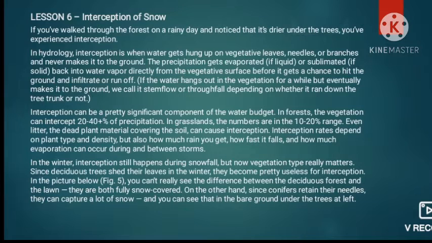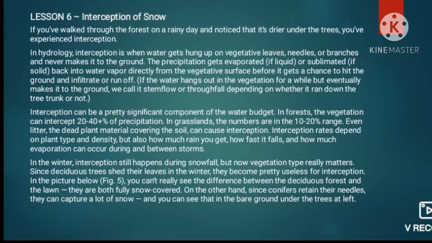The precipitation gets evaporated if liquid, or sublimated if solid, back into water vapor directly from the vegetative surface before it has a chance to hit the ground and infiltrate or run off. If the water hangs out in the vegetation for a while but eventually makes it to the ground, we call it stemflow or throughfall, depending on whether it ran down the tree trunk or not.